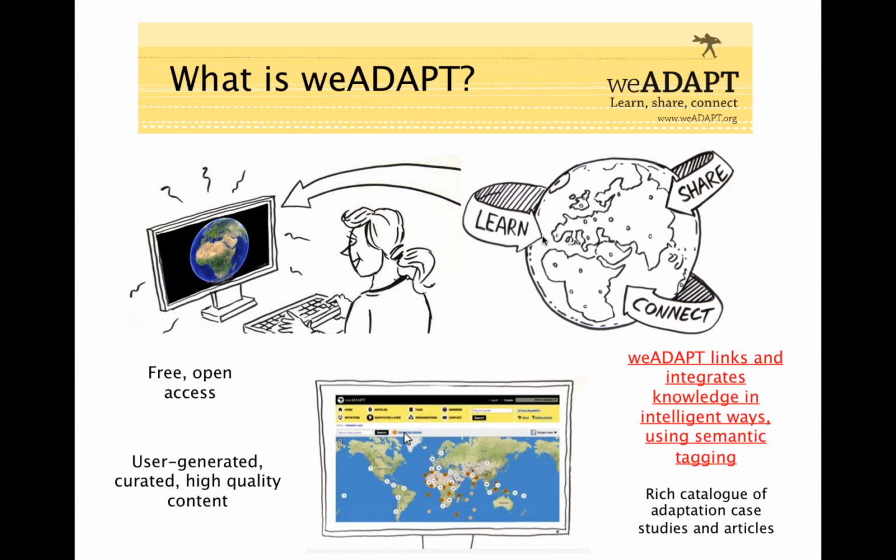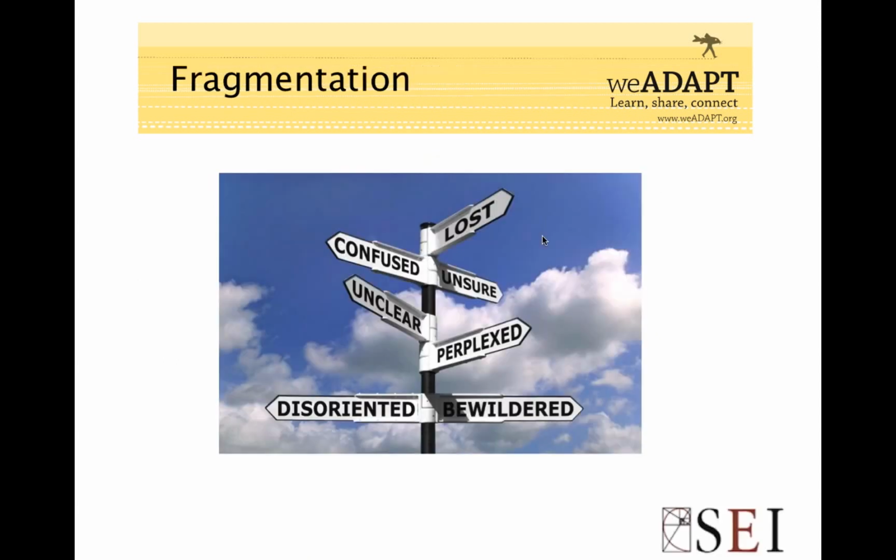And the key thing about this content is that we're trying to integrate it in intelligent ways using the semantic tagging tools that we've been discussing. And we currently use two tagging services. One is Climate Tagger, and the other is OpenCalais. And there are some significant advantages of Climate Tagger over OpenCalais, which is some of the examples I'll show here.